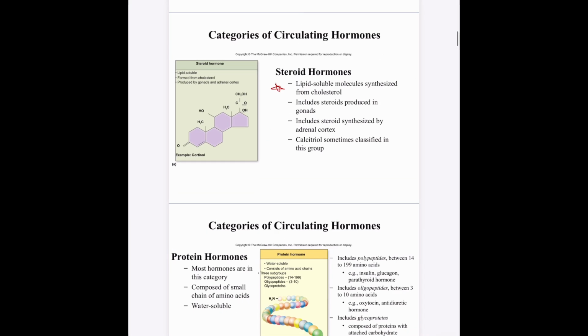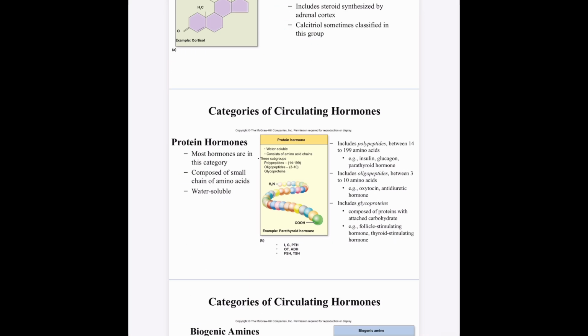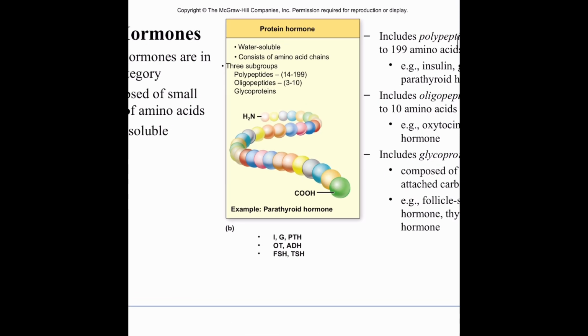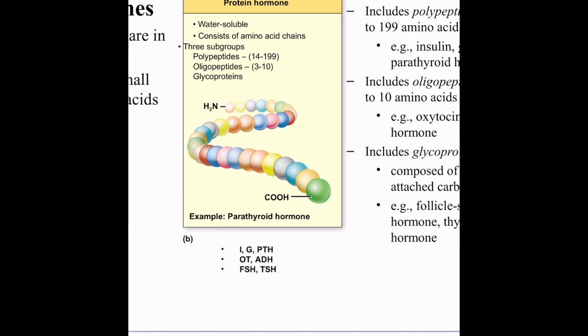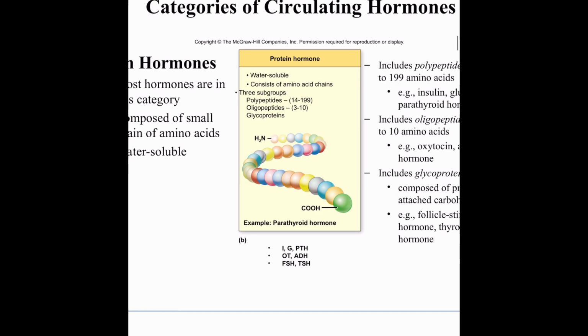Then we have protein hormones. Most hormones are in this category, right? So we have insulin. I forgot what G was. Parathyroid hormone, I believe that's oxytocin, ADH, FSH, follicle stimulating hormone, and then thyroid stimulating hormone.